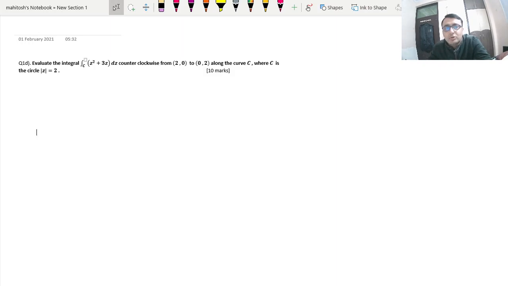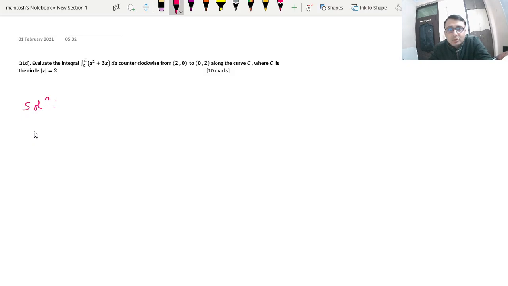Today, in the solution series of UPSC Mathematics Optional 2020, we are beginning with the questions of complex analysis, and this is your question number 1d, which was asked in the compulsory part. It asks us to evaluate the integral of z square plus 3z dz counterclockwise from (0, 0) to (0, 2) along the curve C, where C is the circle.